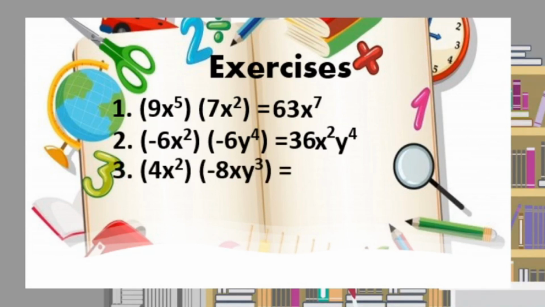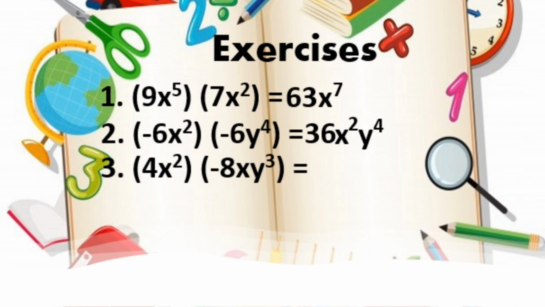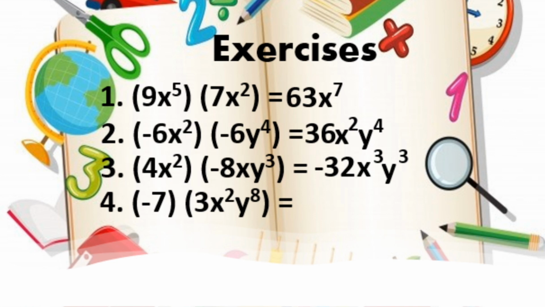Now, let's have number 3. So in number 3, we have 4x squared times negative 8xy cubed. So in here, again, we multiply the coefficients, the numerical coefficients. 4 times negative 8, you'll have, correct, it's negative 32. And then copy the base, x, and then add the exponents. 2 plus 1, the answer is 3. That's good. And then since there's no y in the first factor, so we will just simply copy the base and exponents.